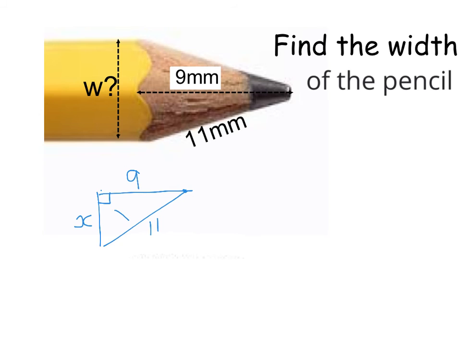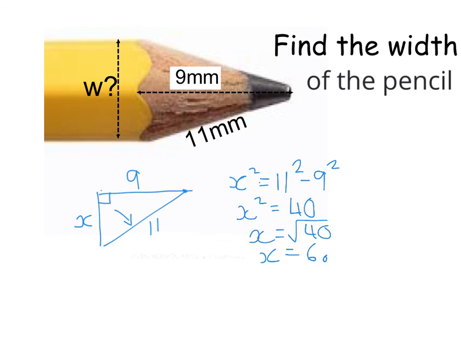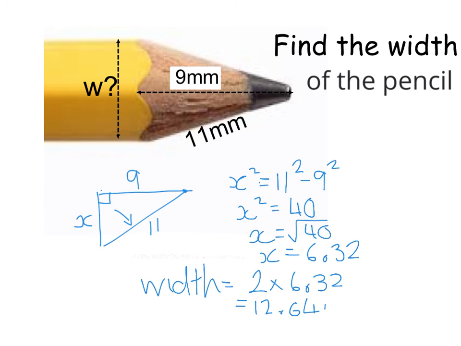So across from the right angle is 11. So we know the long side, so x is a short side. Short side means you take away. So we're going to do x squared equals 11 squared take away 9 squared. Remember, always start with the biggest number or you'll get a negative. And that gives us 40. And the square root of 40 to 2 decimal places is 6.32. So the width of the pencil is 2 times 6.32, which is 12.64 millimetres this time, to 2 decimal places.